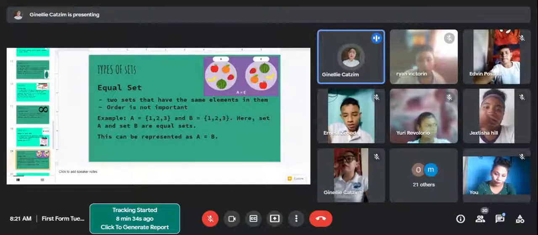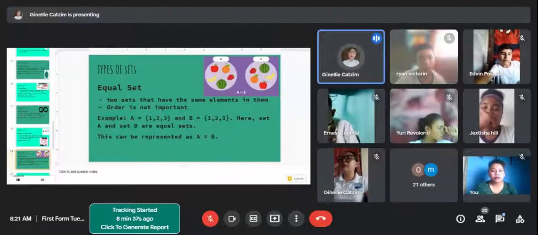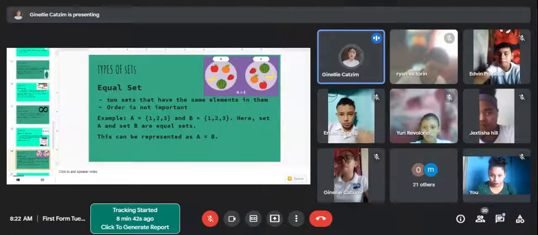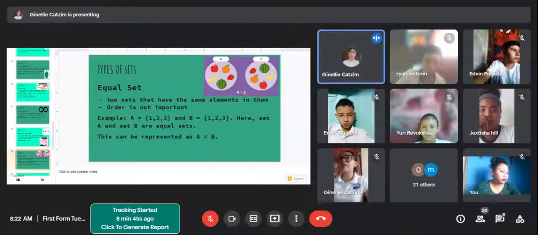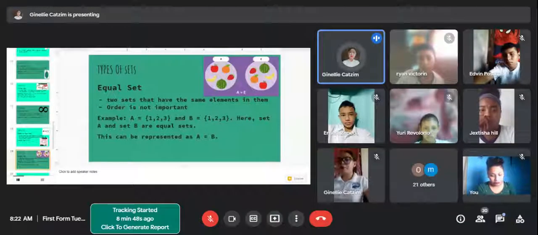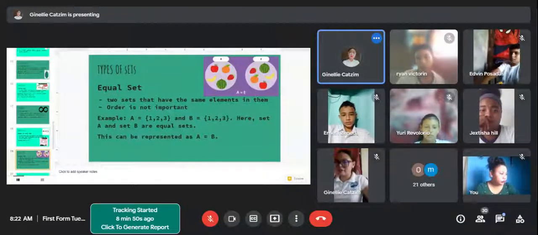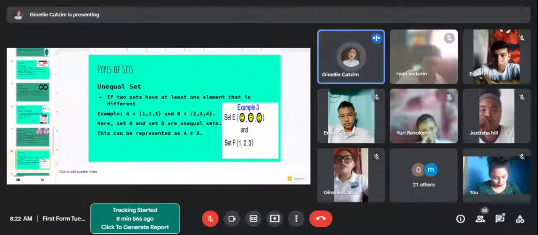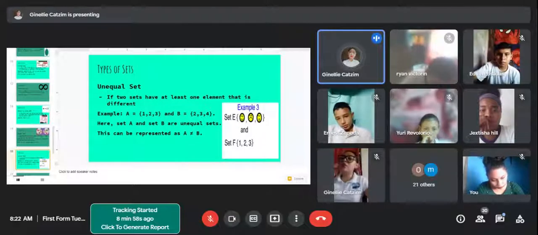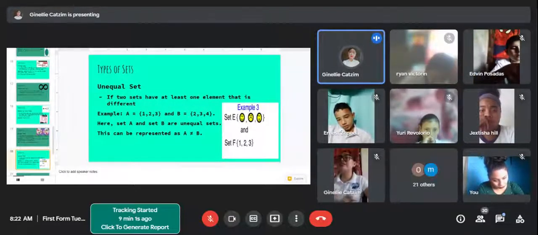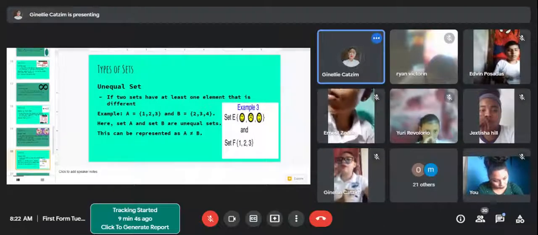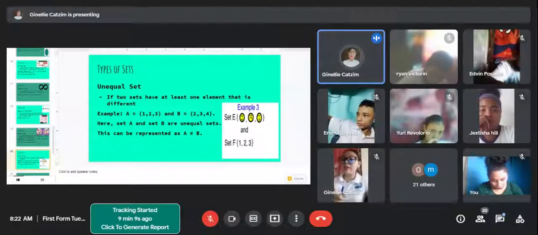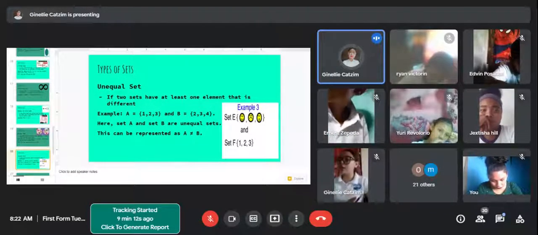If, let's say, this set that I have included here in the image has A equals E, because those are equal sets, so they are represented with the equal sign. Now, we have one last set for today, which is the unequal set. If two sets have at least one element that is different, then it is unequal, right? It doesn't matter if it's just one element that is different, it will be an unequal set.